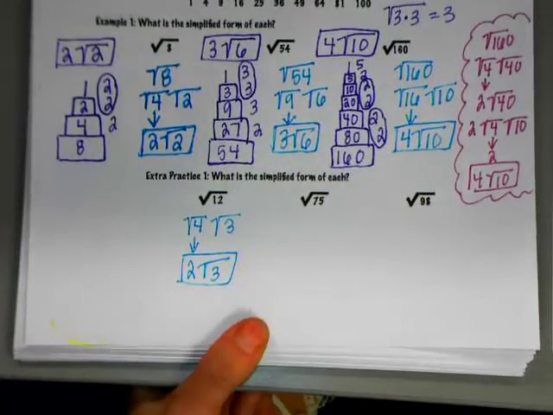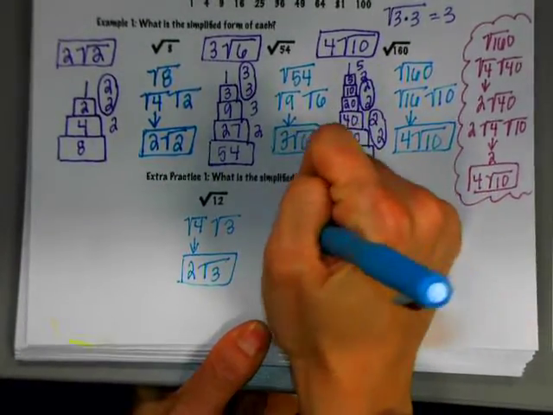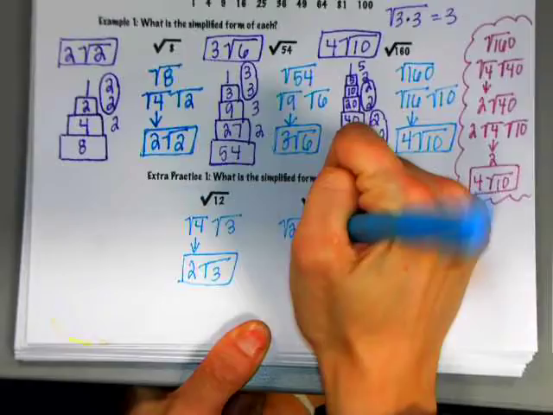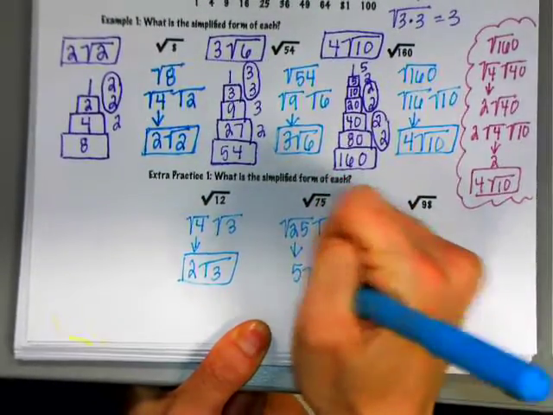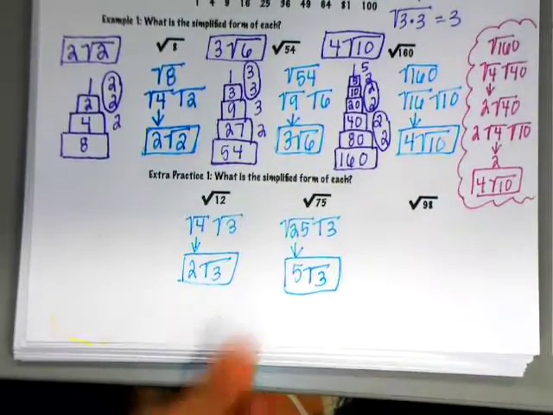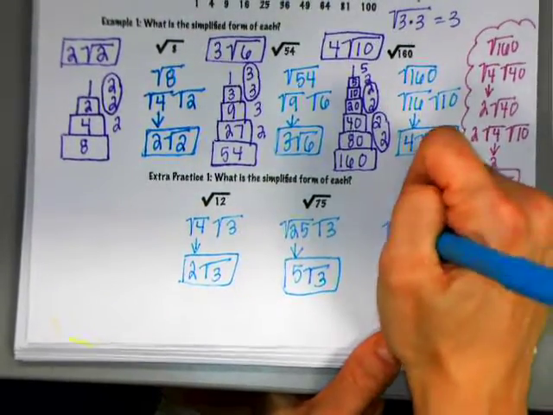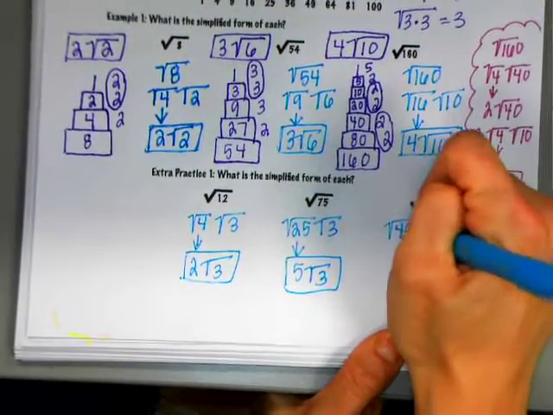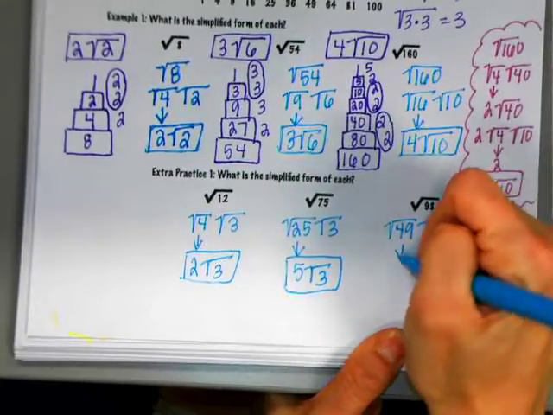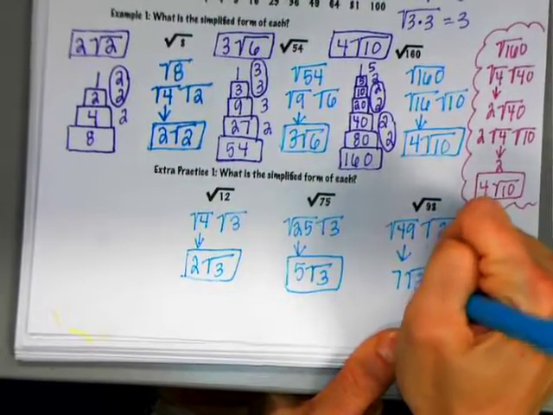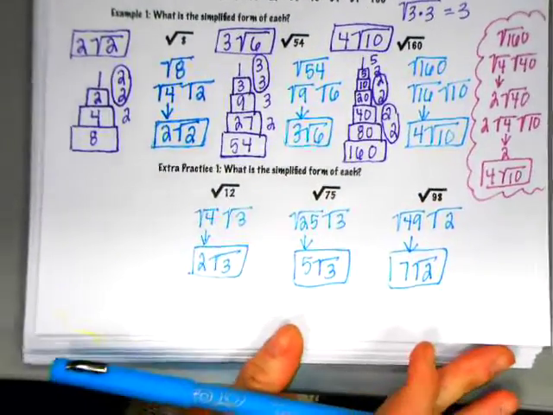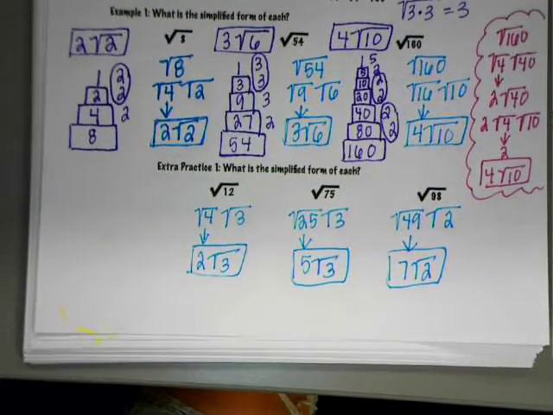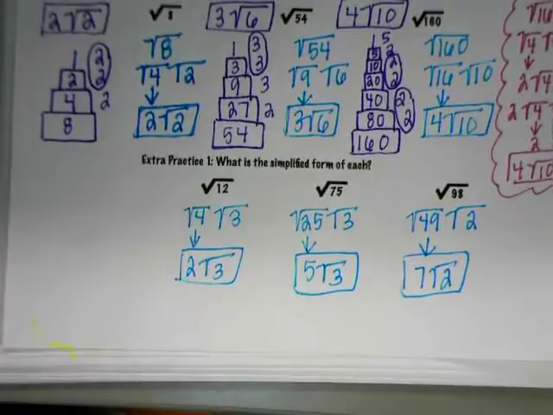Okay, what's the biggest number on the list that goes into 75? Yep, 25 times what? 3, and then the square root of 25. Yep, so 5 radical 3. And then what about 98? Yep, 49 times what? 2, and square root of 49? Yep, so 7 radical 2. Does that make sense? Any questions or anything before we move on?